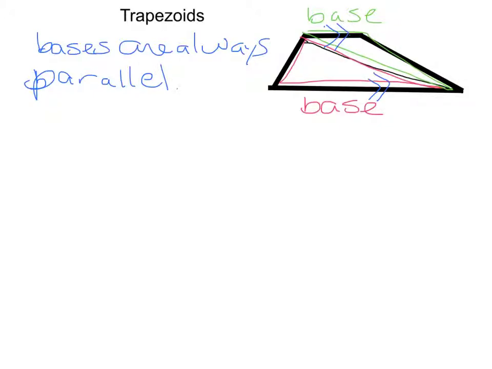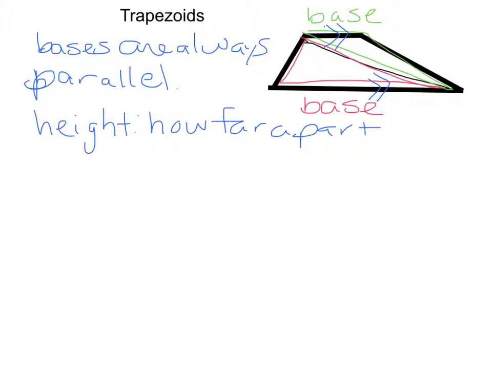Now the trick is to find the height. The height I think of is how far apart, sorry for the messy writing, how far apart are the two bases. Because they're parallel, they'll always be the same distance no matter where they are. Let's see if I can do this with a line. Let's see what that does.